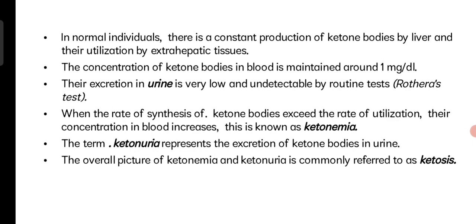The ketone bodies are mostly produced in the liver and they are utilized by the extra hepatic tissues. The concentration of ketone bodies is about 1 mg per dl. The ketone bodies can be excreted through urine, but the amount is very low. So this can be detected by a test, that is Rothera's test.